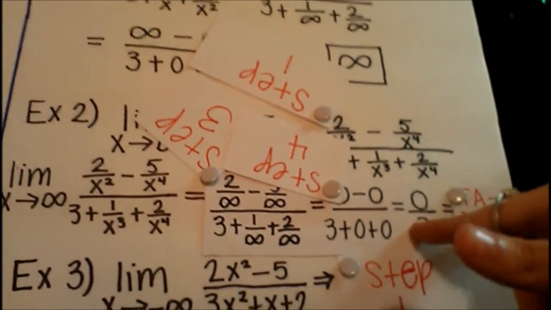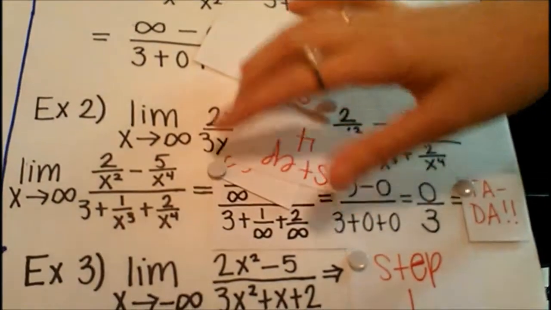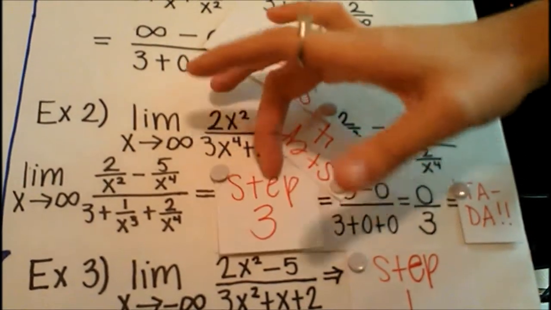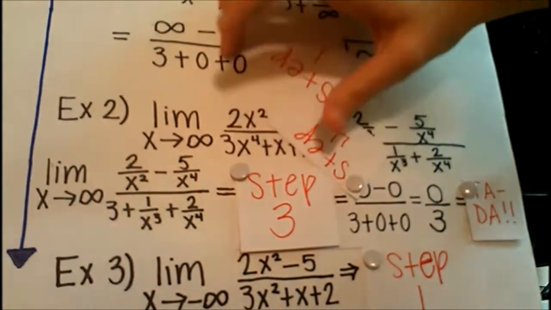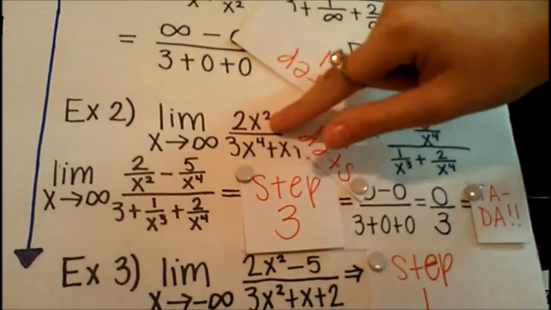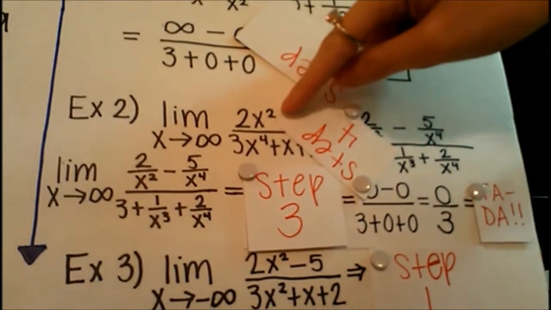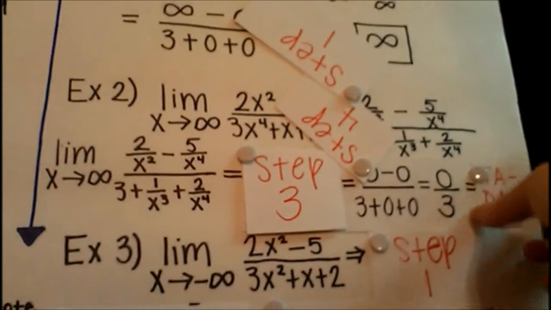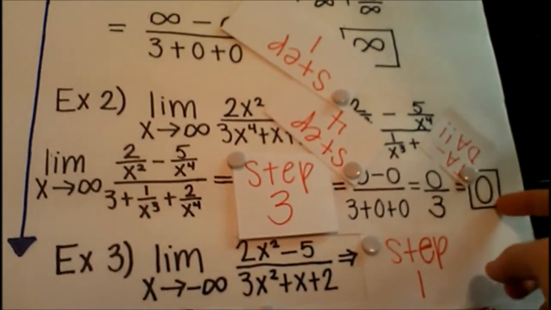Now as I said before, if your highest power in the denominator is greater than the highest power in the numerator, as in x to the 4th being higher than x squared, it will equal 0. So that leads me to my ta-da, which is 0.